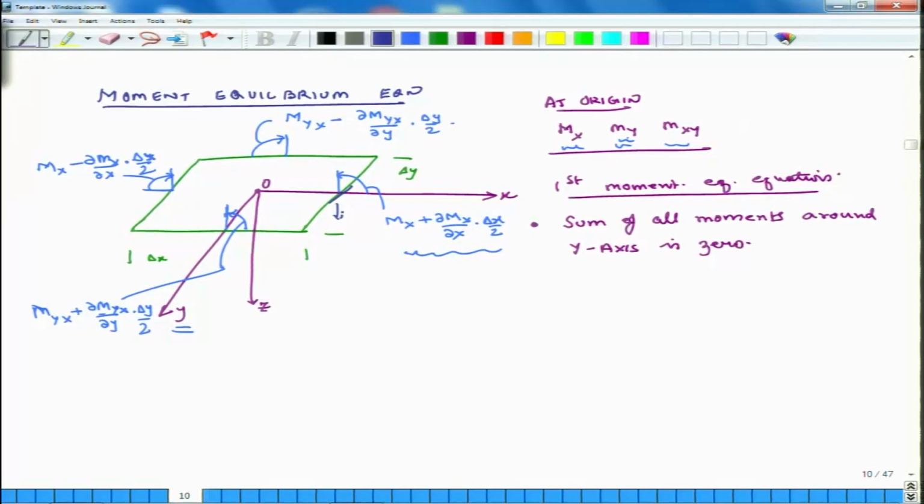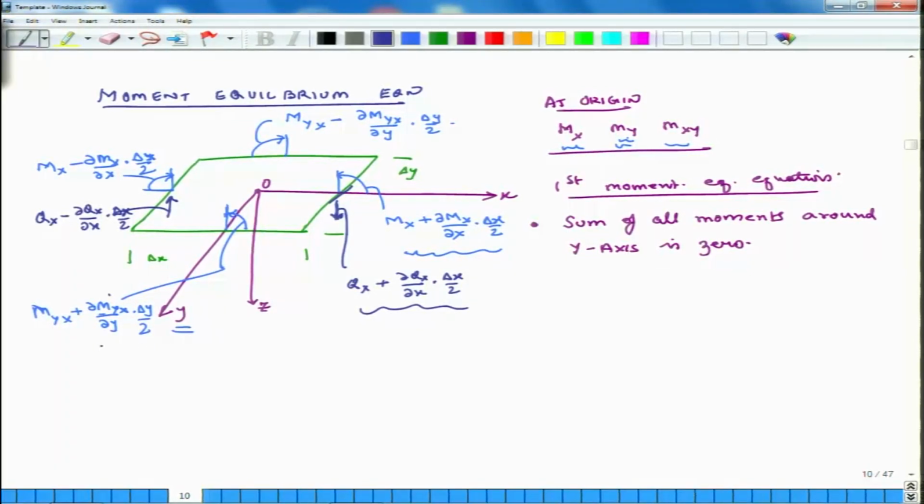So, qx is also going to generate a moment. What is the value of qx on this edge? First, let us list down the value of qx on this edge. It is qx plus del qx over del x times delta x over 2, and on the other edge it will act in the other direction: qx minus del qx over del x times delta x over 2. So, qx will create a moment, but this is not directly a moment. We have to multiply it by half the length of the plate.